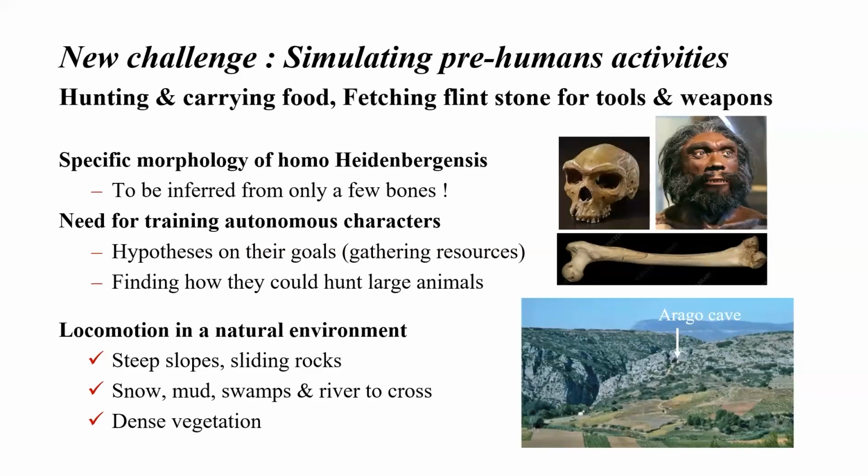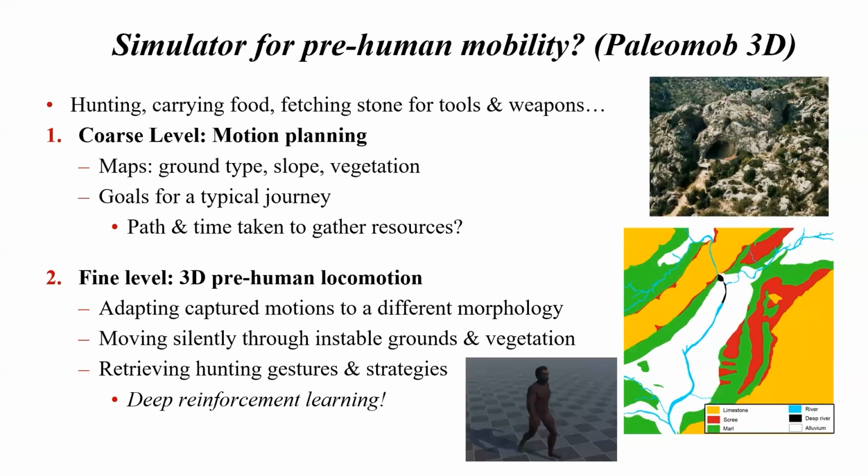Okay? And so to be able to answer the questions of the prehistorians, we have to reproduce locomotion in this natural environment. So this is the Tautavel Valley now, but it was a bit different earlier. We have steep slopes, sliding rocks, snow, mud, depending on the time, swamps, rivers to cross, dense vegetation, and we have to simulate these unknown humans on that. So how can we do something useful? This is really interesting. What we decided is to design for them a simulator system for pre-human mobility.